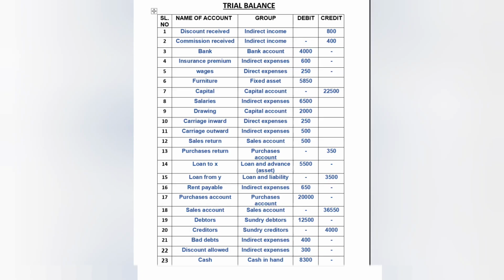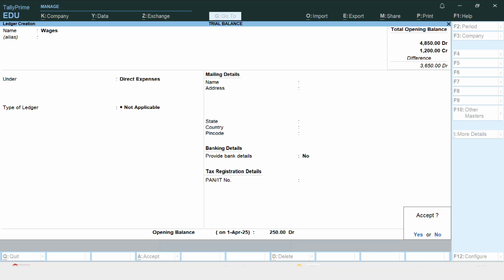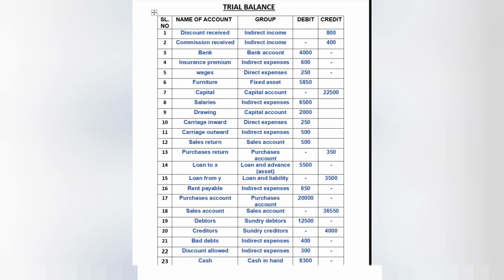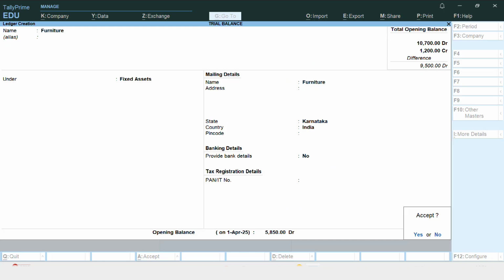The next one is wages with the group direct expense and an amount of 250 debit. Enter the name wages, select the group direct expense, enter the amount 250 and click Enter. The next one is furniture with the group fixed asset and an amount of 5,850. Enter the name furniture, select the group fixed asset, enter the amount 5,850 and click Enter.